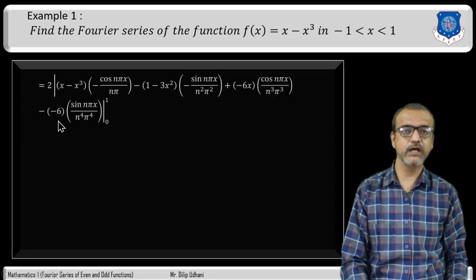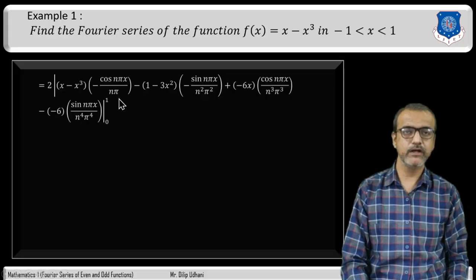Then we have to integrate sine n pi x. So the integration of sine n pi x is minus cos n pi x upon n pi. Now again we will integrate this function with respect to x. So the integration of cos n pi x is sine n pi x upon n pi, but already over here we have n pi, so it will become n square pi square. Then the integration of sine n pi x is minus cos n pi x upon n pi. But here it is minus sine, so it will become positive.